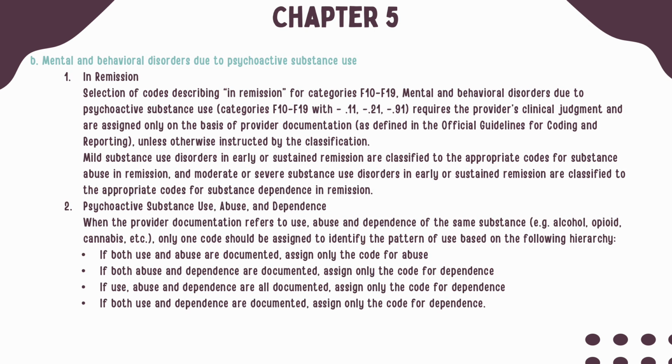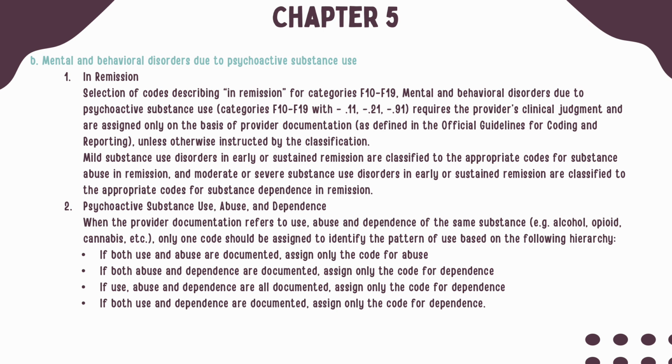When coding for substance use in remission, it is important to review the documentation and assign a code for in remission based on the clinical judgment of the provider. If mild substance use disorder is in early or sustained remission, you should use the appropriate code for the substance abuse in remission. If moderate or severe substance use disorder is in early or sustained remission, a code from the substance dependence in remission should be used.